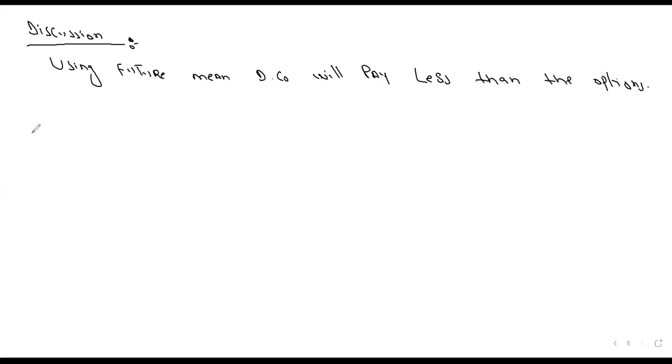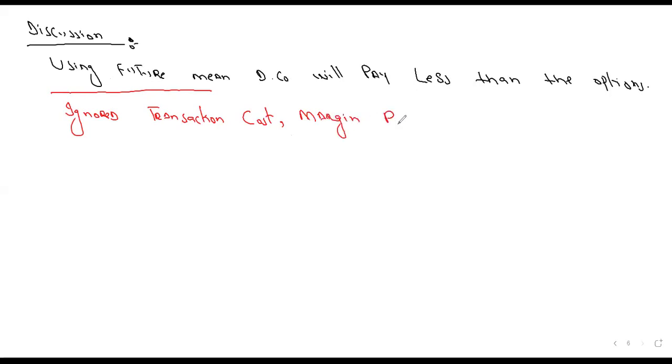But tell the examiner using the future, we have ignored transaction cost. We have ignored margin requirements. You will tell the examiner, while calculating the future, we have computed the basis risk. And in this question, we are assuming that the basis will diminish to 0 at a constant rate.